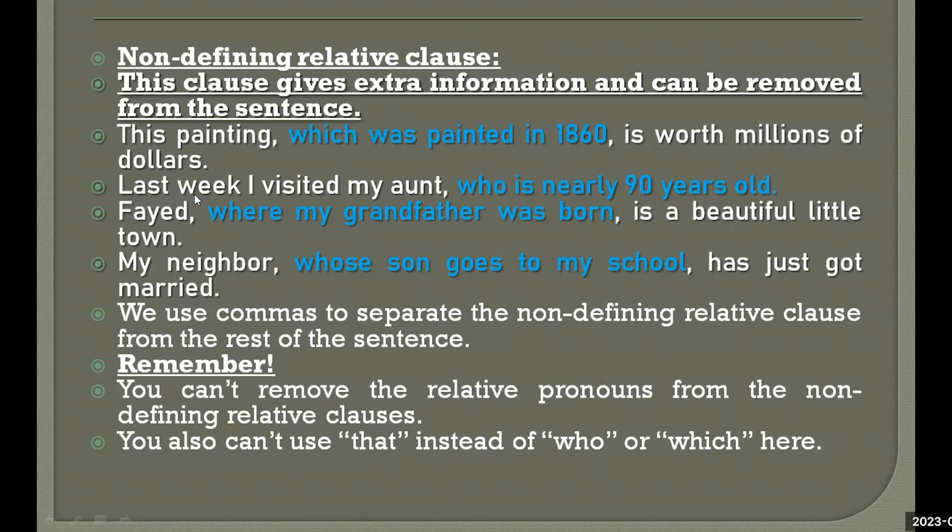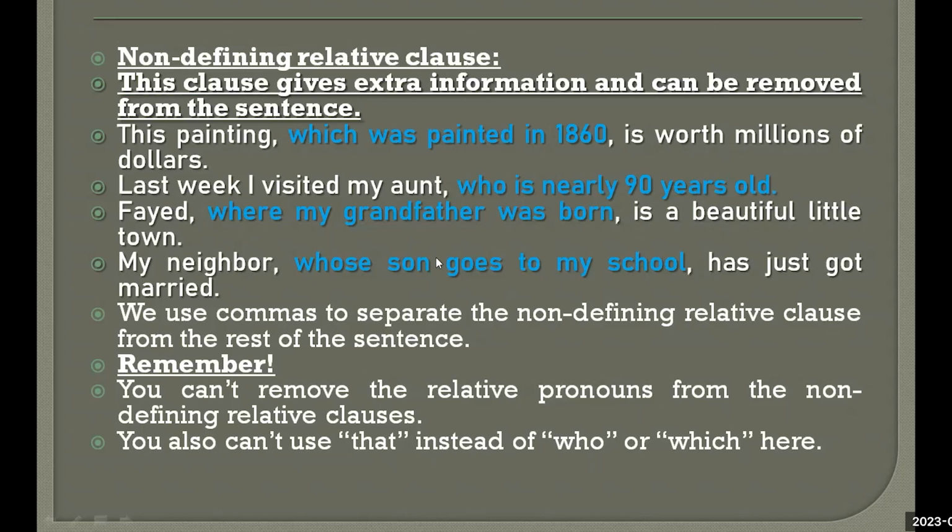Here's another example. Last week, I visited my aunt, who is nearly 90 years old. This is extra information. It's not essential. It can be removed. I can just say, last week I visited my aunt, and stop the sentence at this part. No problems. Faid, where my grandfather was born, is a beautiful little town. I can just say, Faid is a beautiful little town. Again, pay attention to the commas.